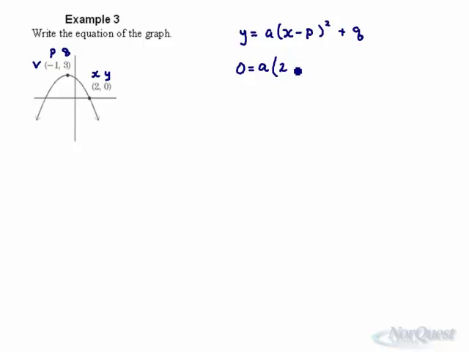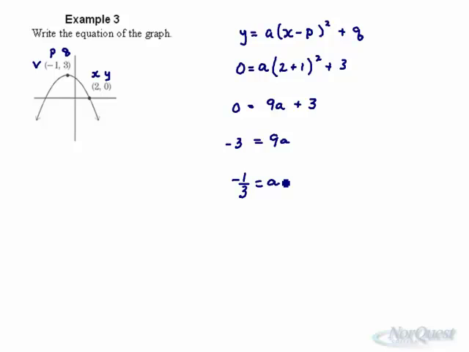So it'll be 2 minus negative 1, which will be 2 plus 1 squared plus 3. So 0 equals 3 squared, which is 9a plus 3. Negative 3 equals 9a. Divide by 9. Negative 3/9 is negative 1/3 equals a.